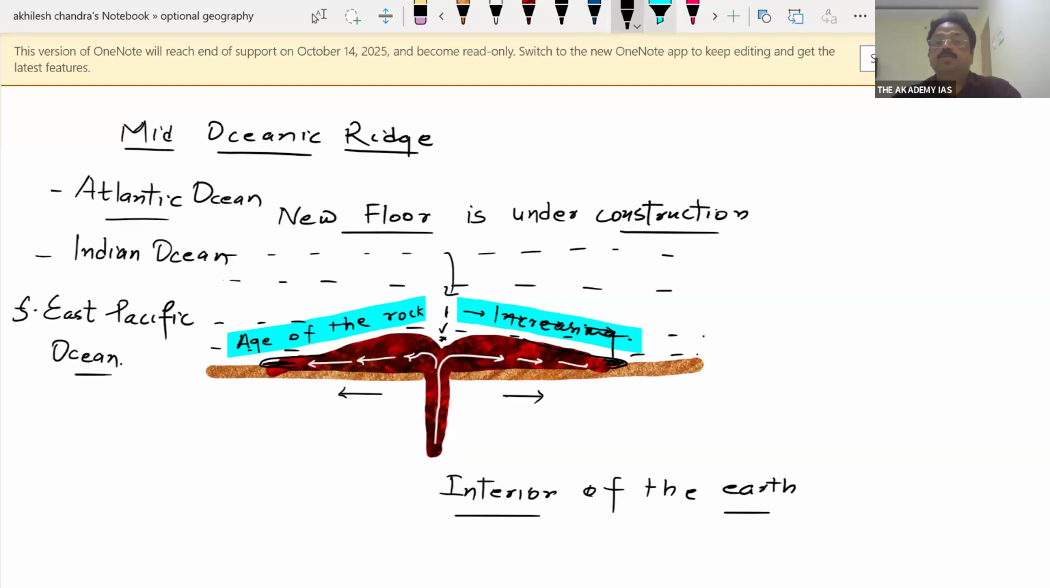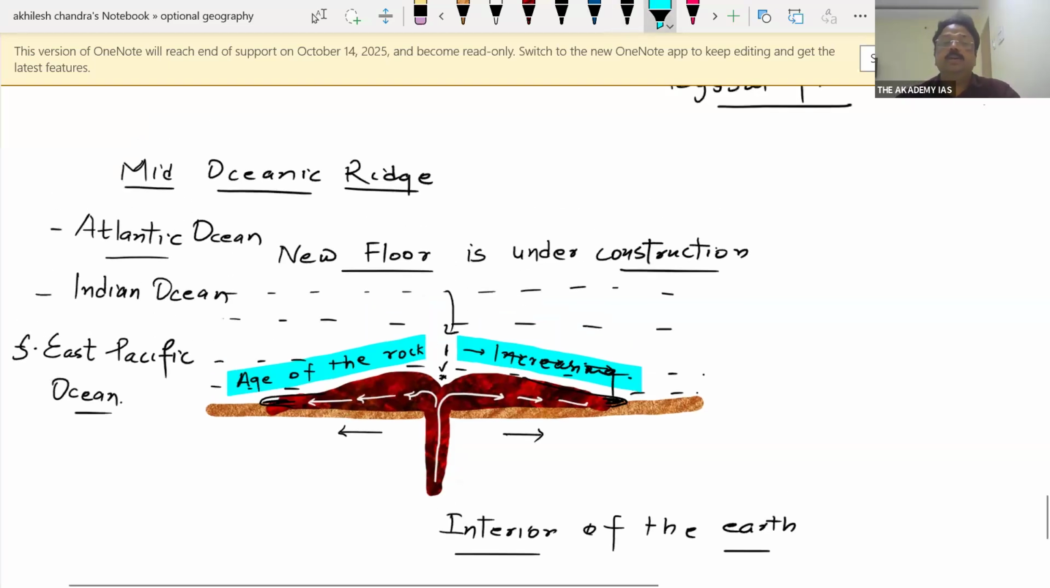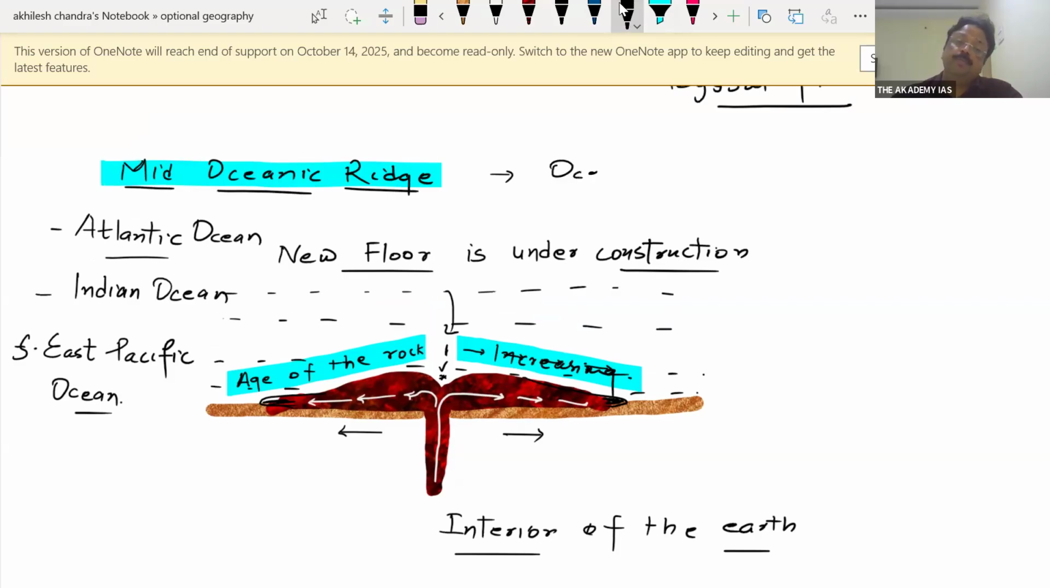So the presence of mid-oceanic ridge gives a clue that ocean floor formation takes place continuously. This is the clue from the mid-oceanic ridge.